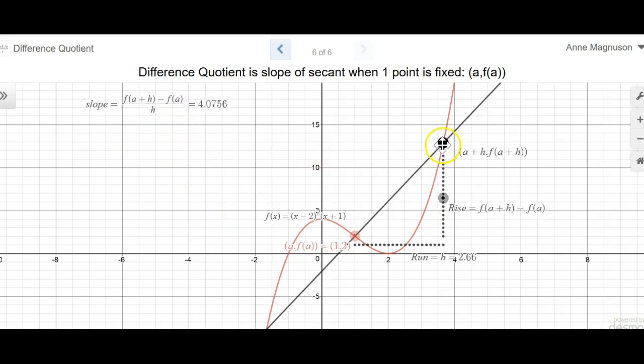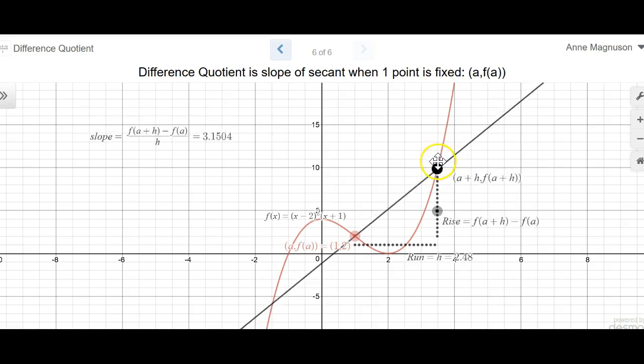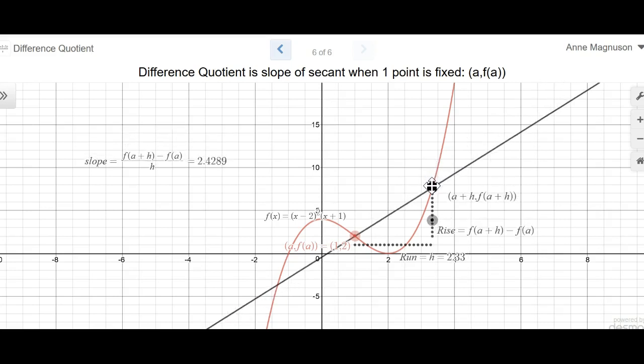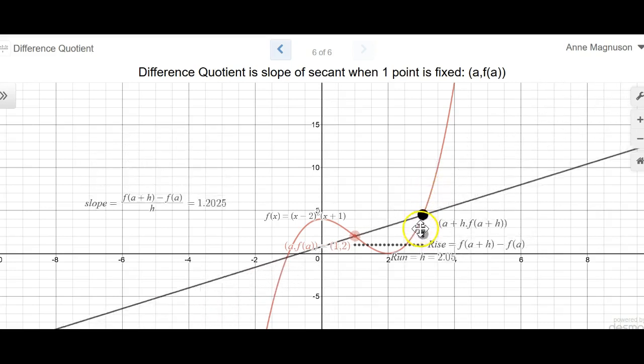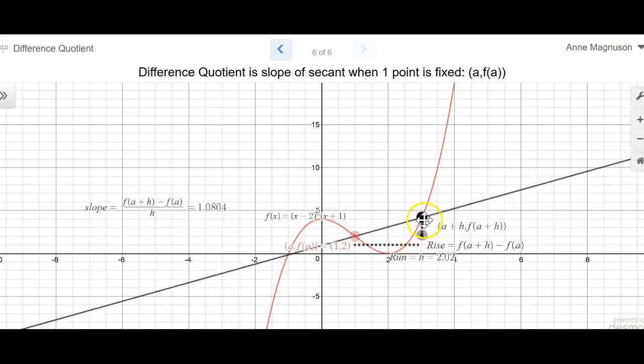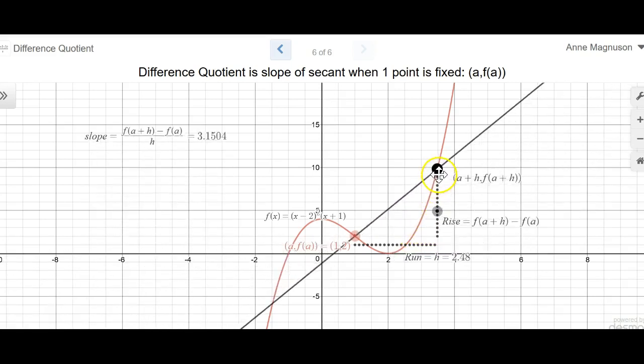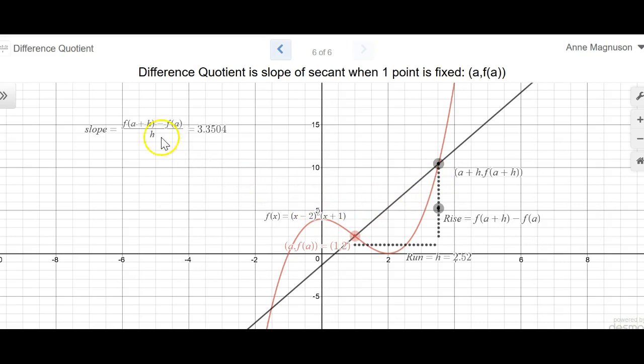So the difference quotient takes on meaning in pre-calculus and then even more meaning in calculus as we let h approach 0. But for now, all we need to know is that the difference quotient is the slope of the secant line.